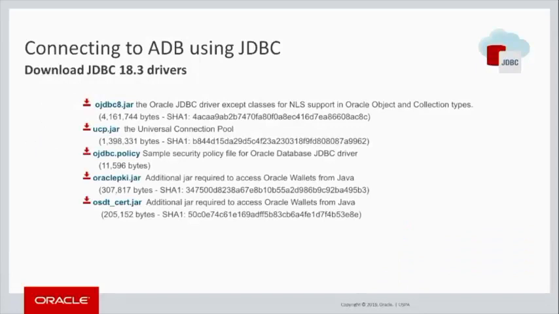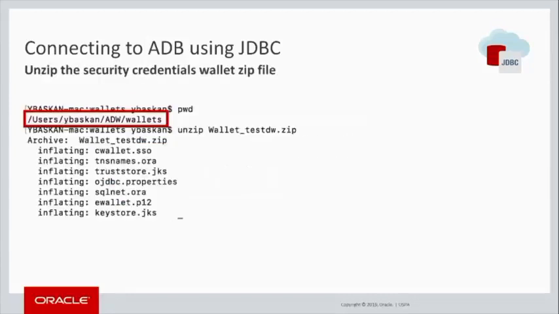You can download the JDBC Thin Driver, the Universal Connection Pool, their READMEs, and the companion jar files as a whole or as individual downloads. Once you have the necessary drivers, locate and unzip the Autonomous Database Security Credentials files. As a reference, we walked through the credentials download process in the previous section.